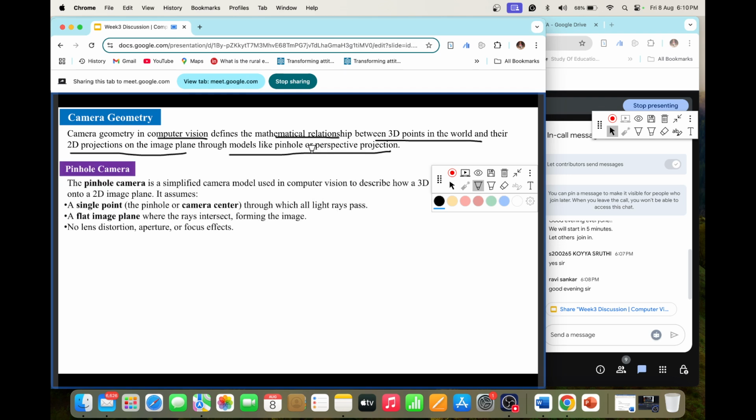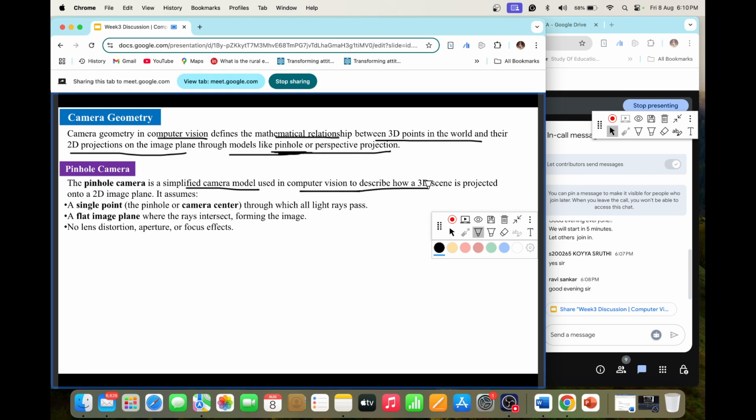Now this is regarding camera geometry. What is this pinhole camera? As mentioned here, the word pinhole camera. So the pinhole camera is a simplified camera model. It is actually the most simplified camera model. It is used in computer vision to describe how the 3D scene is projected onto the 2D image plane. Now there are some properties of this pinhole camera. One, a single point, the pinhole camera center, through which all the light rays pass. That is one of the features of this pinhole camera.